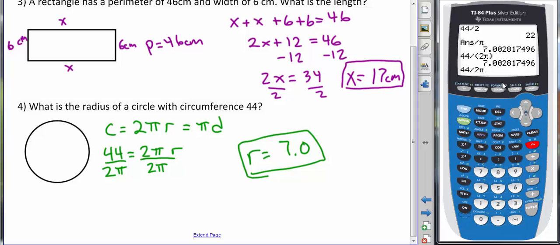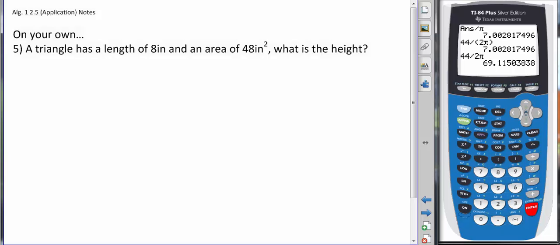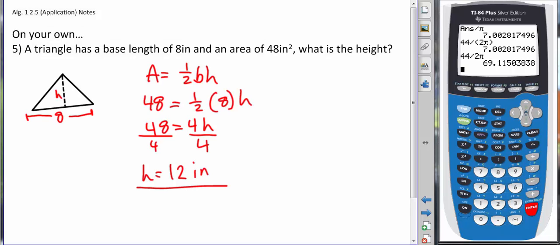44 divided by 2 times pi. Your calculator is going to divide by 2, then multiply by pi. We're going to get a completely wrong answer. It doesn't make sense that the radius would be 69.1 if the circumference is 44. So don't be afraid to use a little common sense. Think, does my answer make sense? And in that case, it wouldn't if you entered it the wrong way. All right, why don't you pause the video, do number 5, and see how your answer compares to mine.